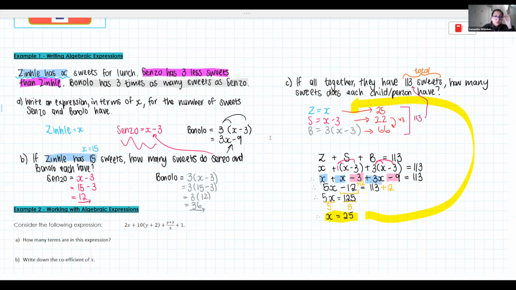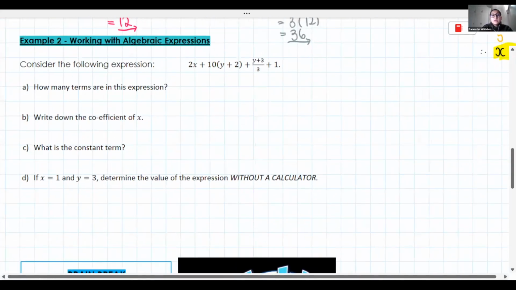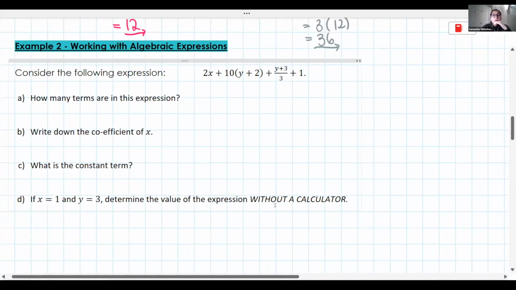Whilst it's very important for us to be able to write expressions, obviously we also need to be able to work with expressions. So if we have a look at the second example here, I have now given you an expression and I am asking you a bunch of questions.